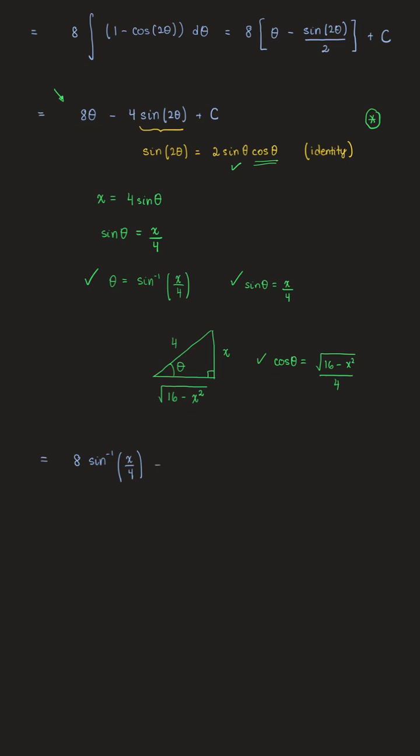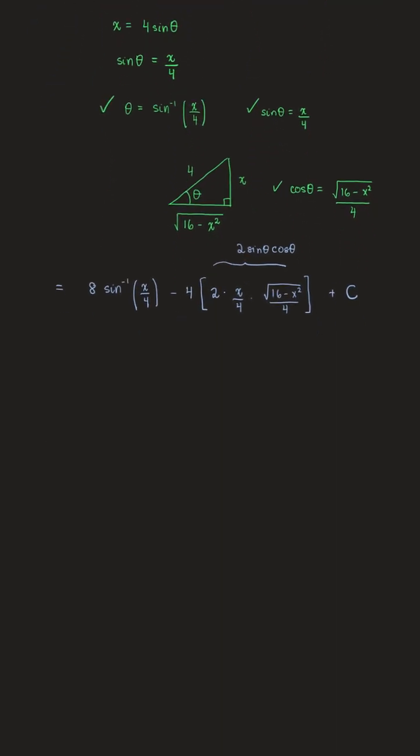And now I'm going to have minus 4 sine 2 theta. I'm going to jump to this identity as 2 sine theta cosine theta. So we're going to have a 2. Sine theta we found to be x over 4. And cosine theta we found to be the square root of 16 minus x squared over 4. This is the identity here, 2 sine theta cosine theta, that's equal to sine 2 theta. And so we have then our arbitrary constant c. And let's simplify a little bit and we'll have our final answer.